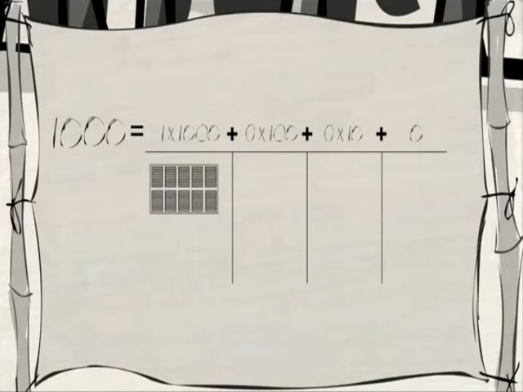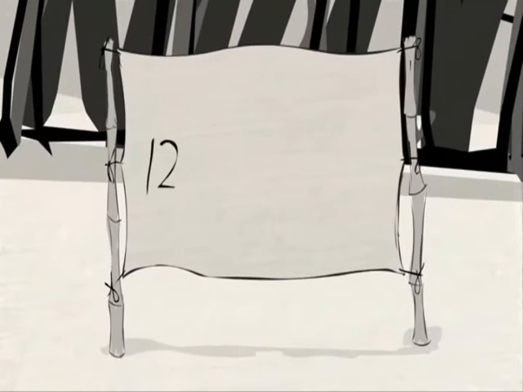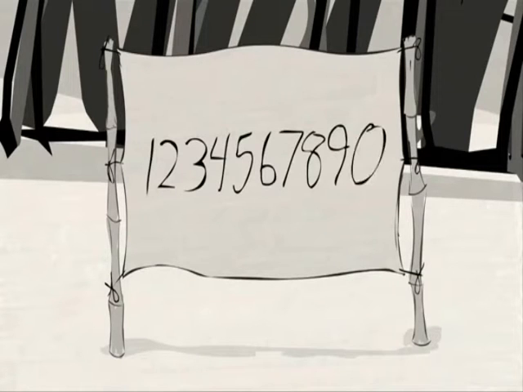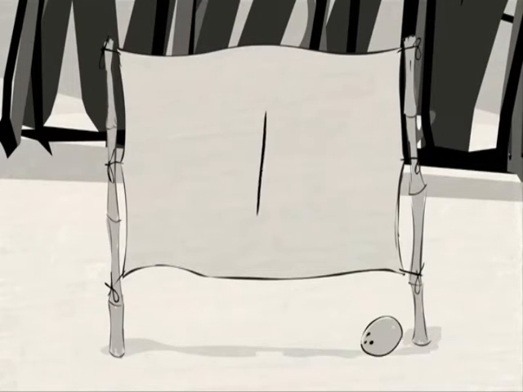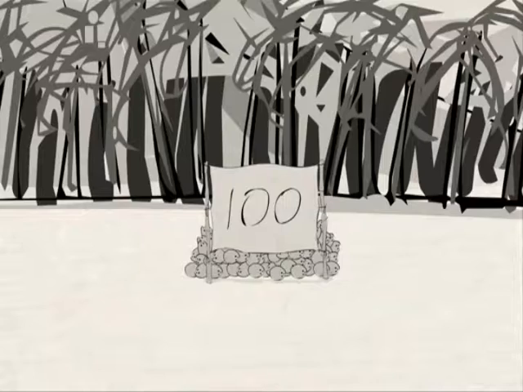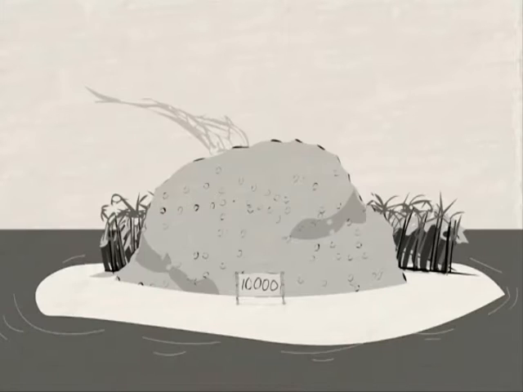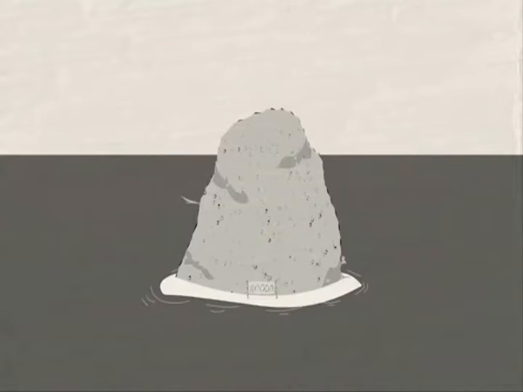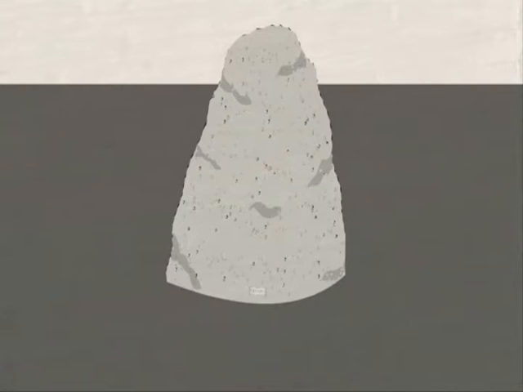This system had some big advantages. First of all, there were only 10 different symbols to remember. Secondly, every time they added a digit, they could represent a number 10 times bigger. So with 6 digits, they could represent almost 1,000,000. That's a lot of coconuts.